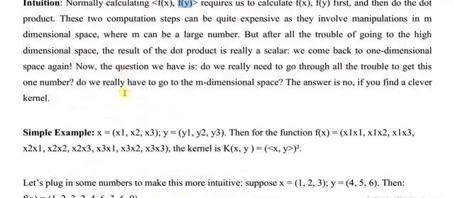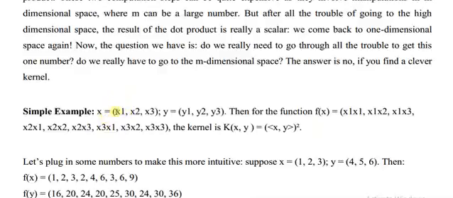Let's take a small example. Here x is given by 3 values, x1, x2, x3, and y is given by 3 values, y1, y2, y3. For the function f of x, we define f of x as x1 into x1, x1 into x2, x1 into x3, x2 into x1, x2 into x2, x2 into x3, x3 into x1, x3 into x2 and x3 into x3. The kernel here is the dot product of x comma y, whole square.